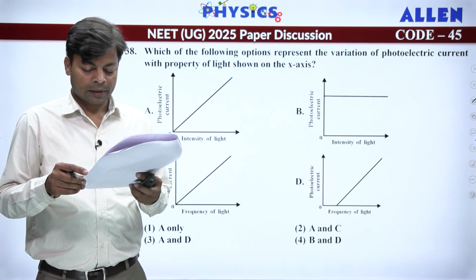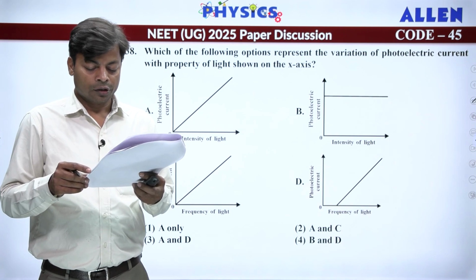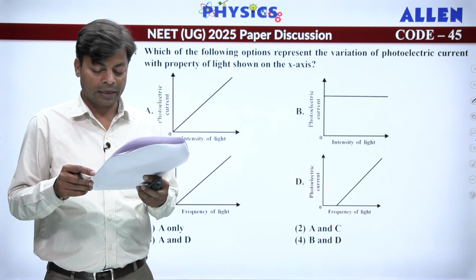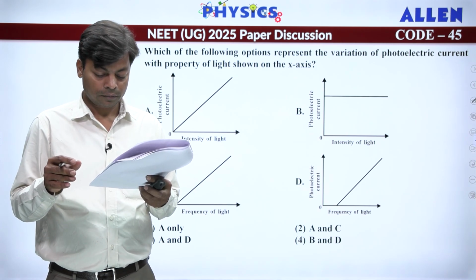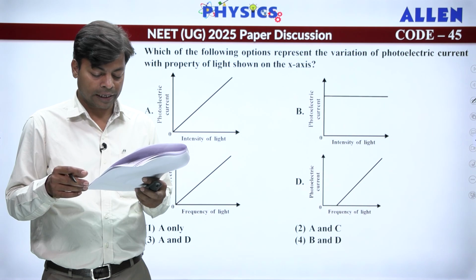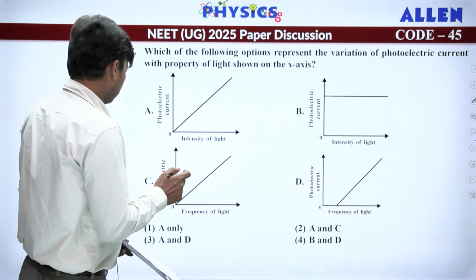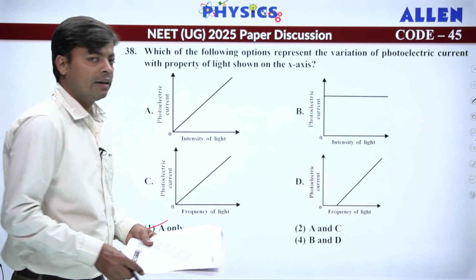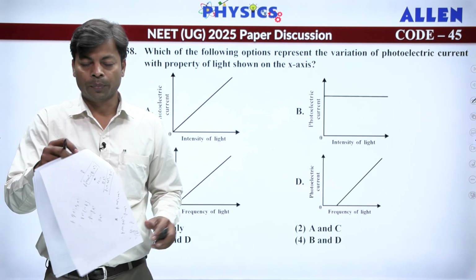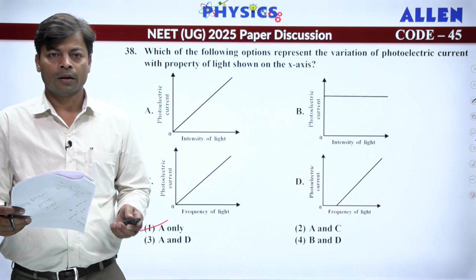Photoelectric current and frequency of light. So at very less frequency, photoelectric current will not be there. But as we increase the frequency, photoelectric current also is not going to increase. So option D is also not right. So option number 1, A only is the right answer. Photoelectric current is directly proportional to intensity.